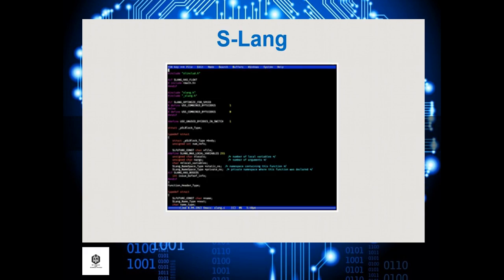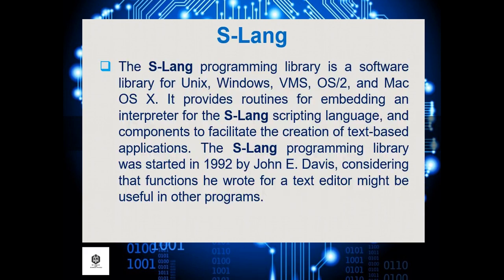S-Lang. The S-Lang programming library is a software library for Unix, Windows, VMS, OS/2, and Mac OS X. It provides routines for embedding an interpreter for the S-Lang scripting language and components to facilitate the creation of text-based applications. The S-Lang programming library was started in 1992 by John E. Davis, considering that functions he wrote for a text editor might be useful in other programs.